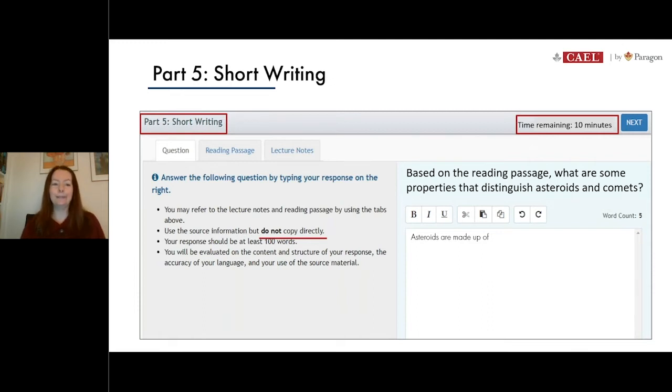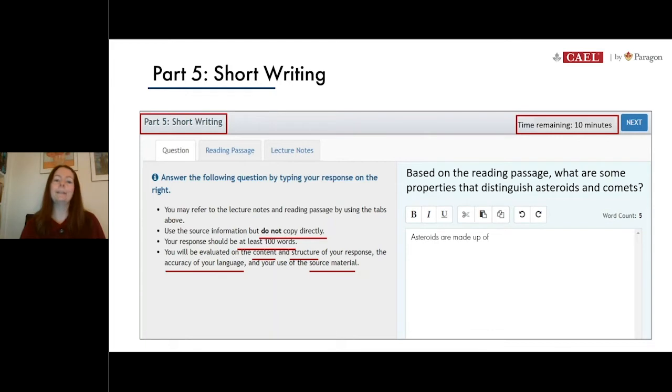So we must use the source material, but we cannot copy directly from the text. So all the writing will have to be phrased in our own words. We do have a minimum word count to hit. We want to achieve at least 100 words. And the raters are going to give us a score based on the content of our details, the structure or organization of the response, as well as the accuracy of the language. The raters are looking to see how well we've used information from the reading text in order to guide the writing.